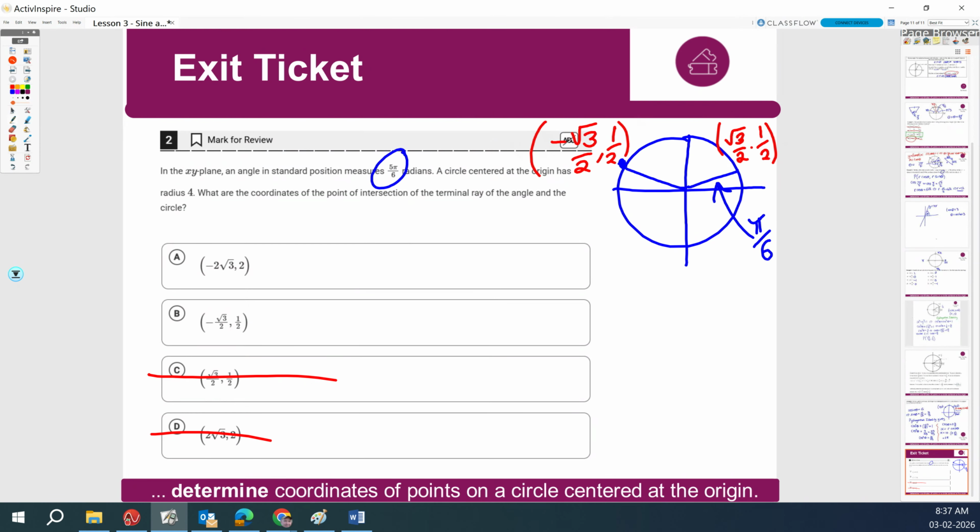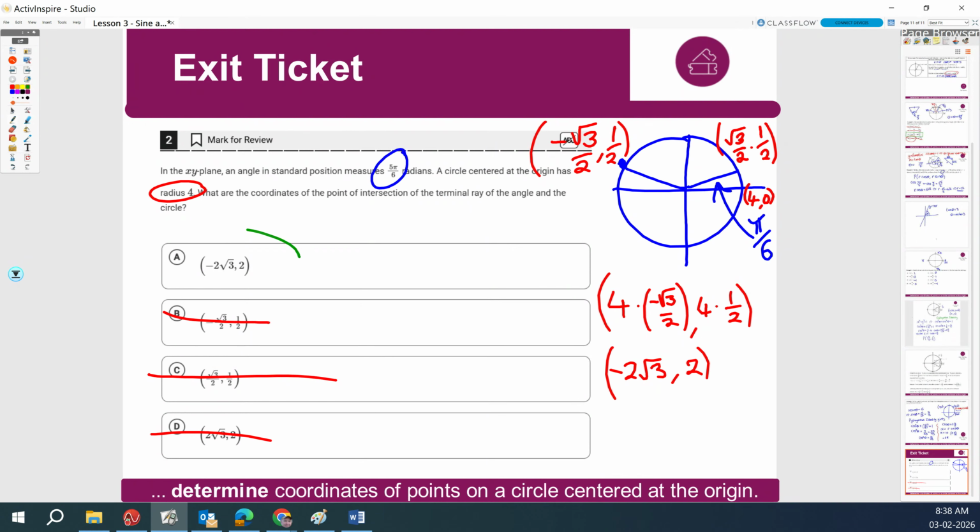Now in the question we are told that we have a circle with radius 4. So this coordinate here is 4, comma 0. So these coordinates need to be 4 times minus root 3 over 2, comma 4 times 1 over 2. That's going to give us minus 2 root 3 and 2. Do any of them match that? Not this one. Here is our correct answer.